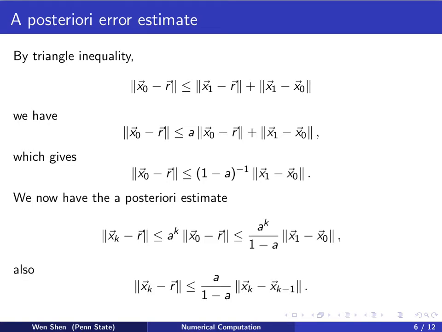One can also manipulate this to get the following, that is, the error at step k is bounded by a over 1 minus a times the distance between xk and xk minus 1. So this one can compute. Using that gives you a measurement, an idea of how far away you are from your result, from the fixed point.